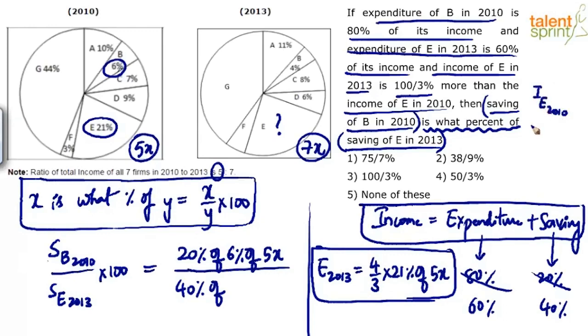So what will be the income of E in 2013? This plus 1/3 of this. You understand? Income plus 1/3 of income. So if we take this common, we'll have 1 plus 1 by 3. You're able to follow.